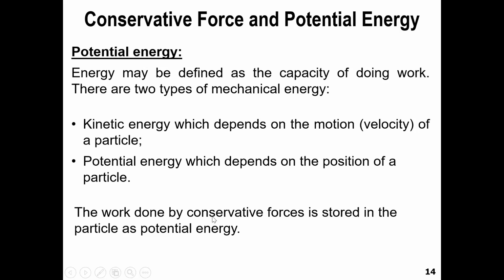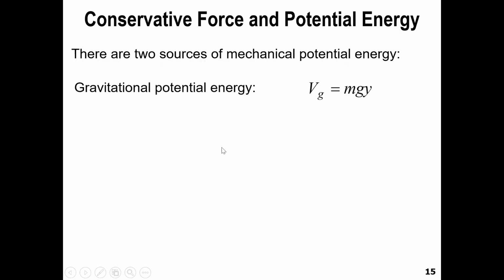Now, if we consider the work of conservative forces as potential energy, we're going to consider mgy as gravitational potential energy and half k s squared as elastic potential energy. Again, your textbook uses capital V for potential energy, which we also use for velocity. So it might be confusing sometimes, but that's how it is.